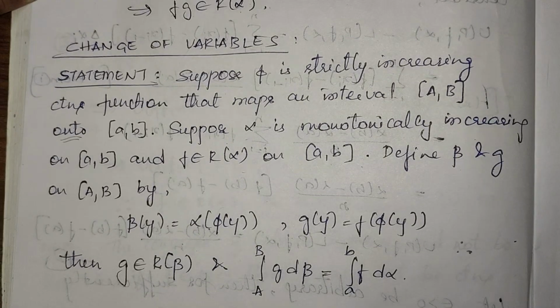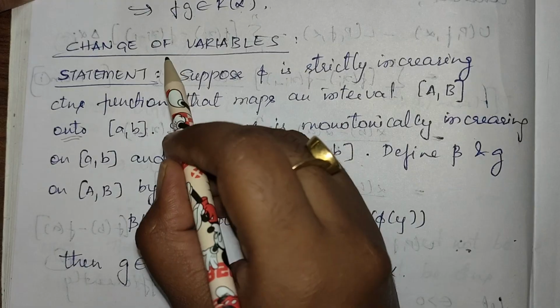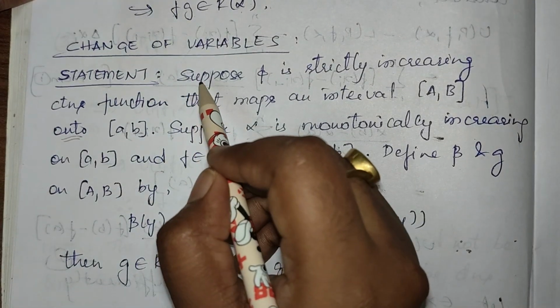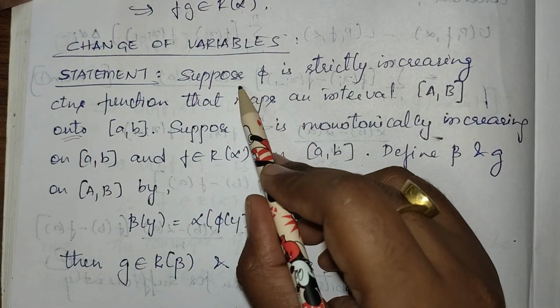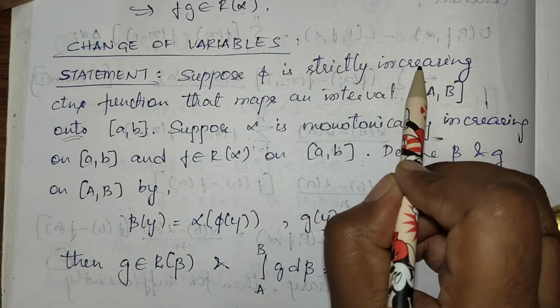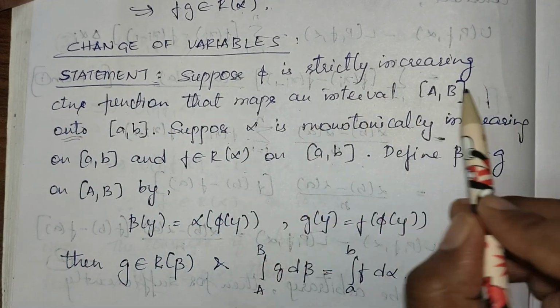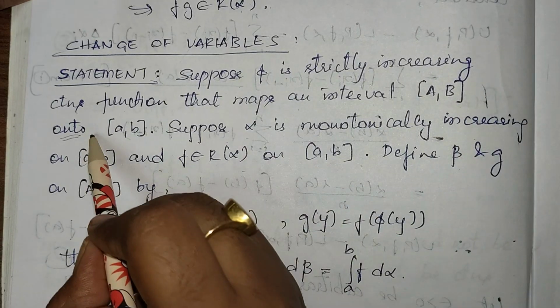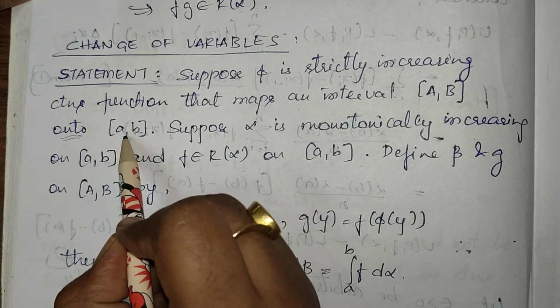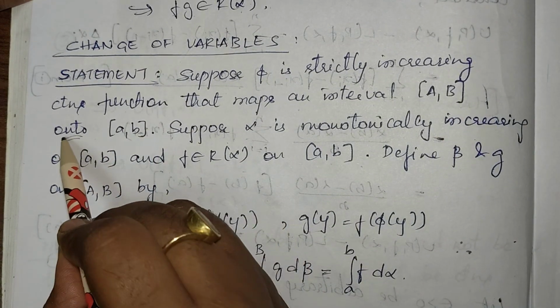Hello students. Now let's move on to the next concept, change of variables. Here we have a theorem based on this. Suppose phi is a strictly increasing continuous function that maps an interval [A, B] onto the closed interval [a, b]. Okay, and this is onto.